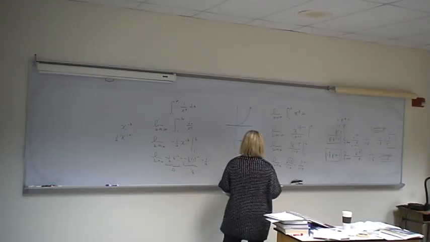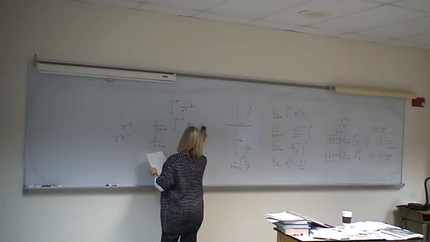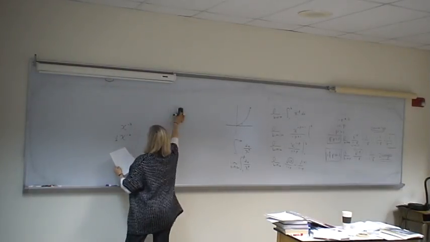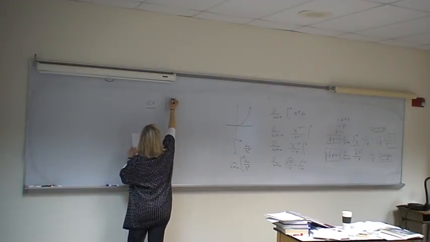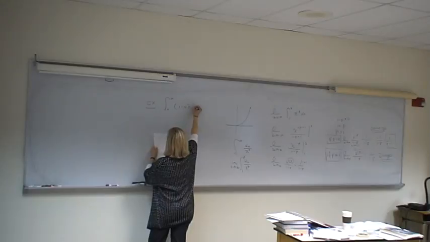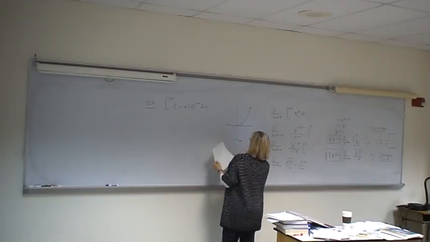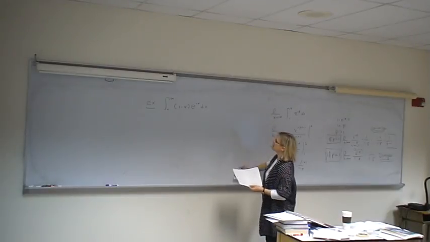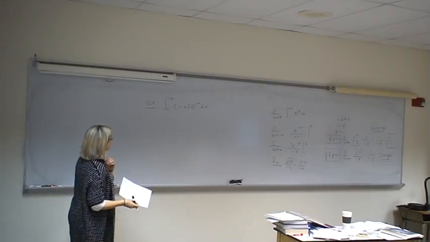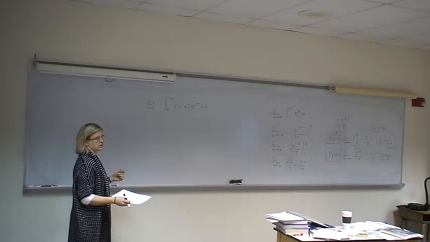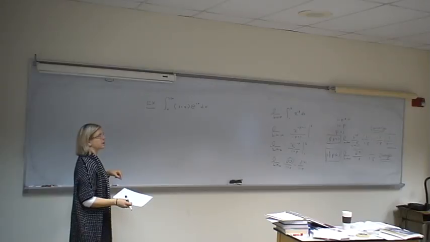Let me look at another example now. This is the integral from 0 to infinity of (1 minus x) e to the negative x dx. Here we have a combination of something we learned previously. What do we need to use? By parts, okay.